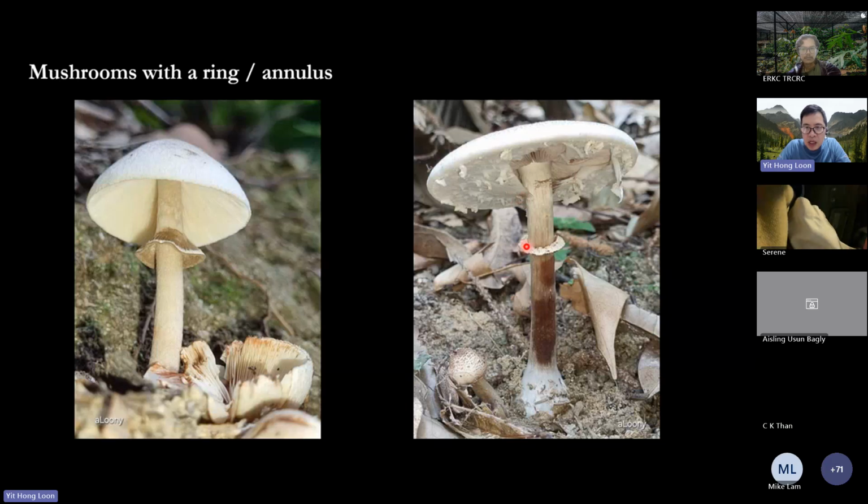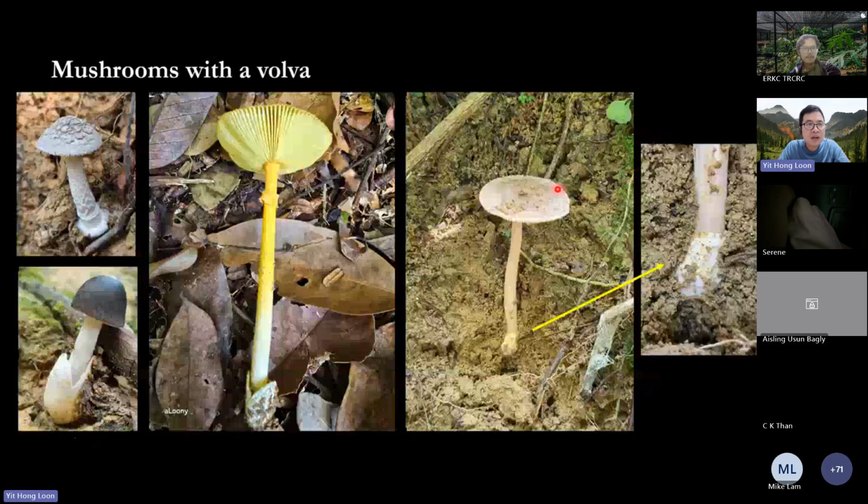Sometimes you can see there's a membrane. This is called a partial veil. This is part of the ring before the mushroom fully matures. You can see the tissue is still protecting the gill and the spore inside. Then this is a mushroom with a vulva.